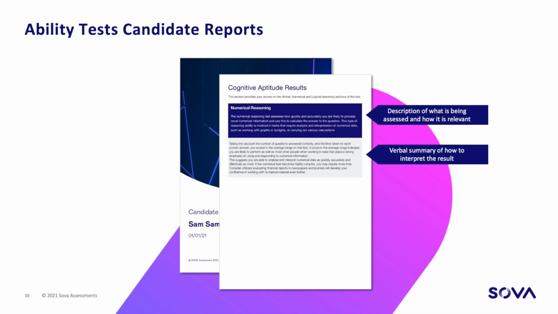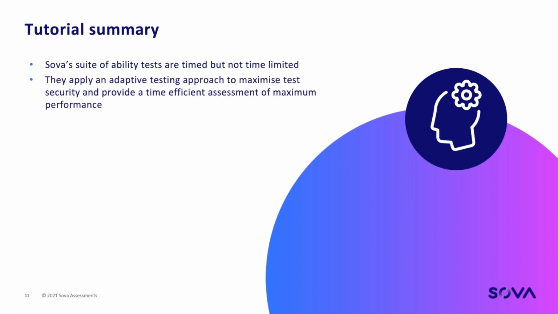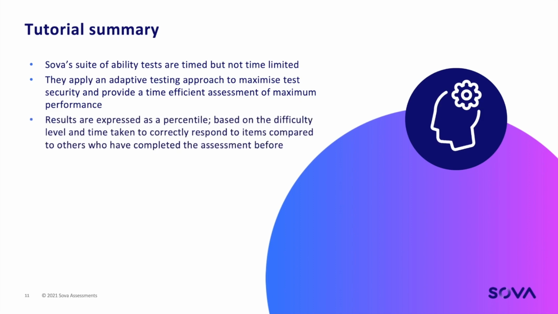In summary, Sova's ability tests follow a timed but not time-limited format and apply an adaptive testing approach whereby the test adapts to the level of the individual test taker, helping to maximise test security, provide a time-efficient assessment of maximum performance and enhance the candidate experience. Results are presented as a percentile score based on the difficulty level and time taken to correctly respond to items compared to others who have completed the assessment before.